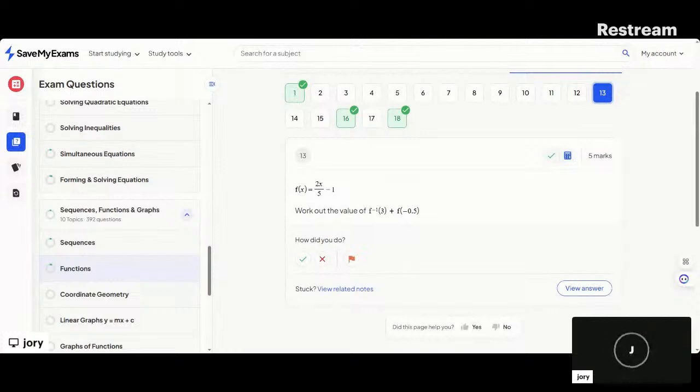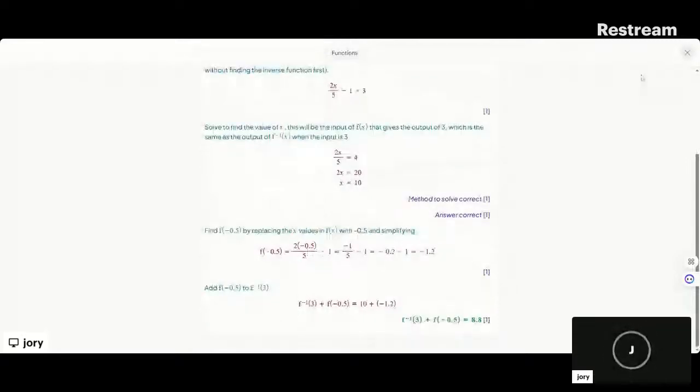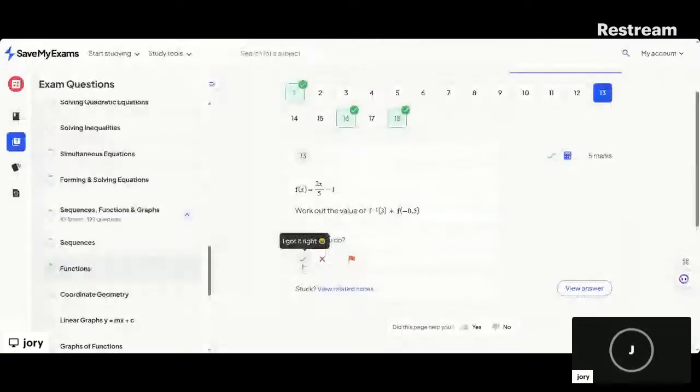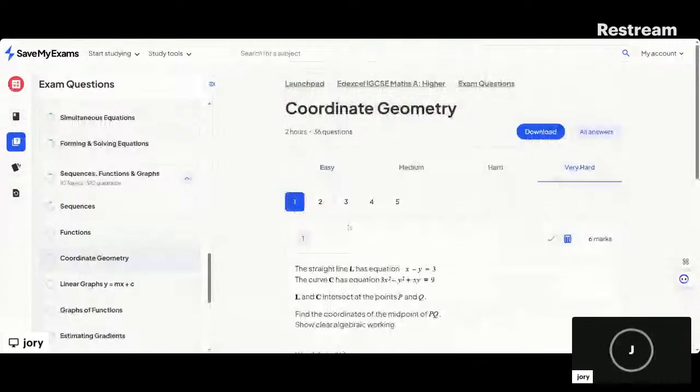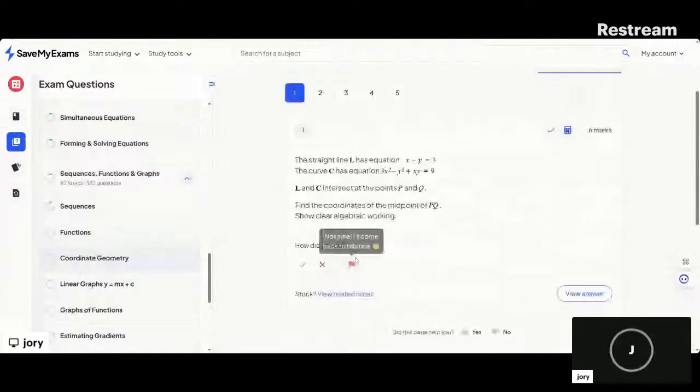Plus the normal one for negative 0.5. So it's negative 0.5 times 2 divided by 5 minus 1. It's negative 1.2. So 10 plus the answer is 8.8. Yay! Okay, I think that's enough functions. Coordinate geometry.